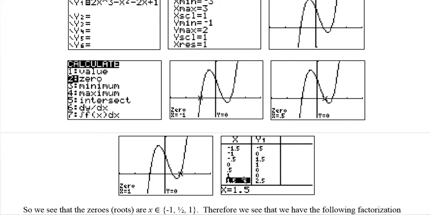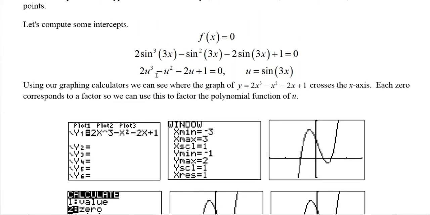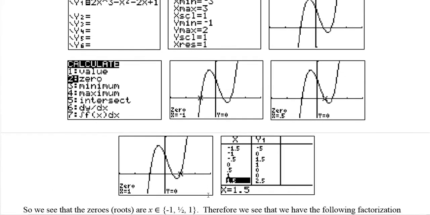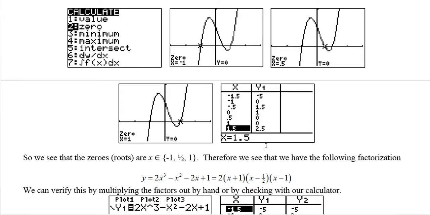So if we check that in our calculator and we put in -1, positive 0.5, and positive 1 for x, sure enough we get 0 for y, and of course we could check it by hand by plugging it in there as well. So there's the roots of the numerator. X is -1, positive 1/2, and 1.